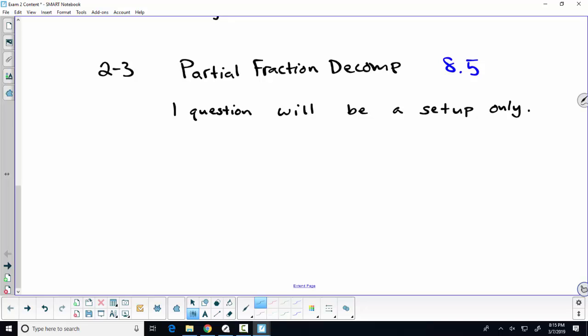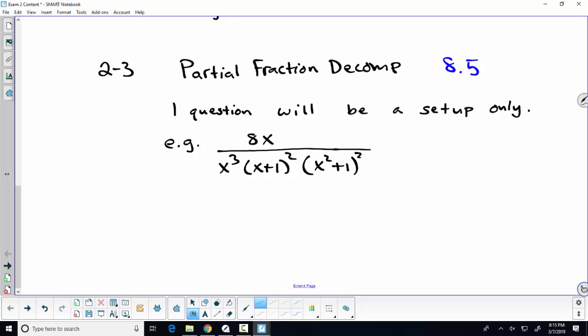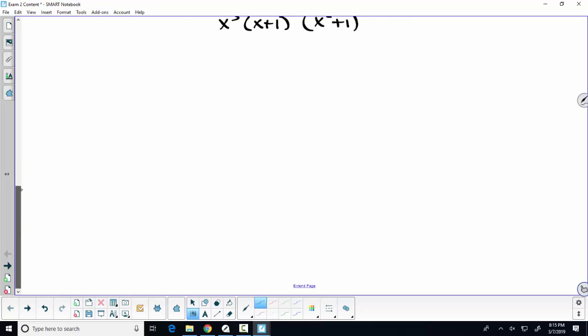Not even solve for A, B, C, D. What I mean is, for example, if we had 8x over x cubed times x plus 1 squared times x squared plus 1 squared, set that partial fraction up, A, B, C, D, etc. So that'll probably be one of those. The 2 other ones will be actual antiderivatives. I know this is sort of vague, but I do what I can.